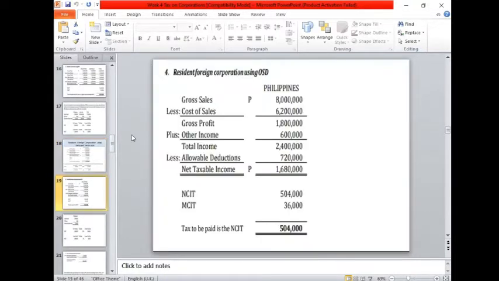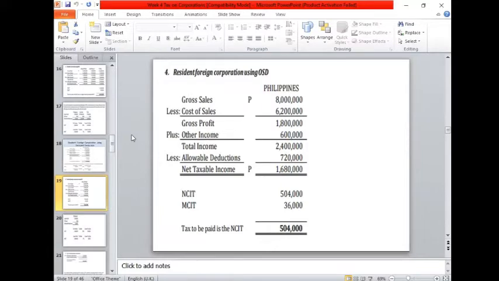And for the fourth one, compute for the taxable income or the income tax payable if the corporation is also a resident foreign corporation using the optional standard deduction. Of course, only income in the Philippines applies to the resident foreign corporation. So income in the Philippines, 8 million less cost of sales, 6.2 million, with a gross profit of 1.8 million. Plus other income and then less allowable deduction, which is 40% of 1.8 million, that is 720,000. So the net taxable income is 1,680,000.